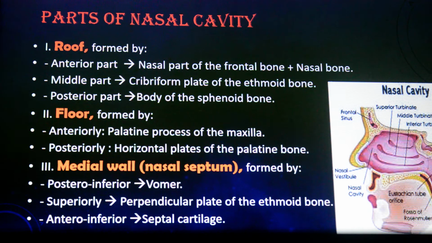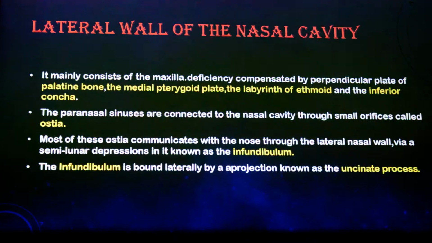Next is the floor, the base of the nasal cavity. It is mainly formed by the palatine processes of the maxillary bone, and posteriorly by the horizontal plates of the palatine bones. The medial wall, which is known as the septal wall, is formed by the vomer bone from the inner side and the perpendicular plate of the ethmoidal bone at the superior side, and anteriorly and inferiorly by the septal cartilage.